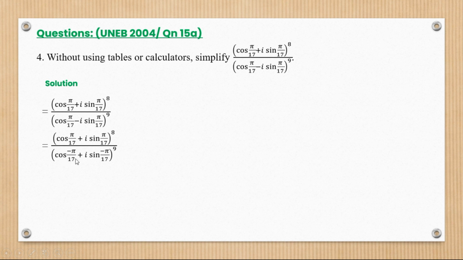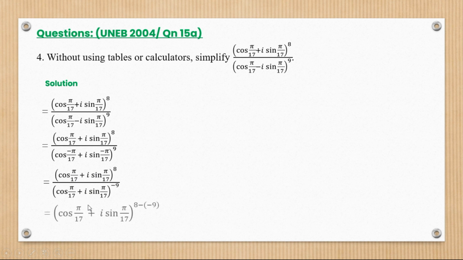The reason we made this a negative is because we want the value here to be exactly similar to the value here, so we can apply De-Moivre's theorem. We can pull out a negative 1 from here and take it out, so this becomes a negative 9. Now what we have here and here is exactly similar. So now we can use our knowledge of exponentials. This and this are now exactly similar, so this can be the same as cos pi over 17 plus i sine pi over 17.